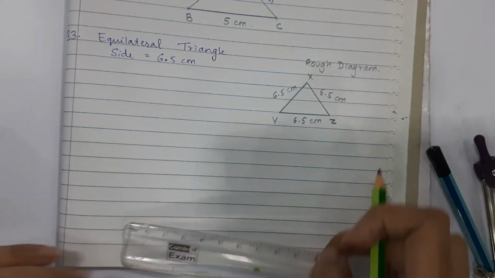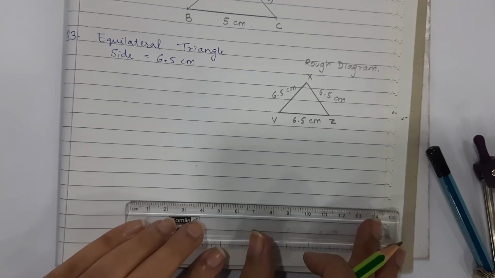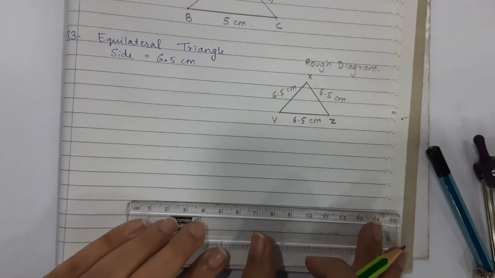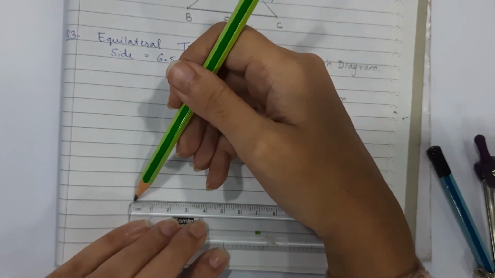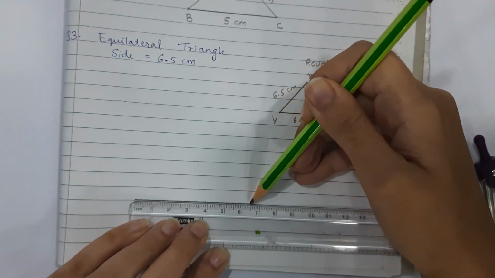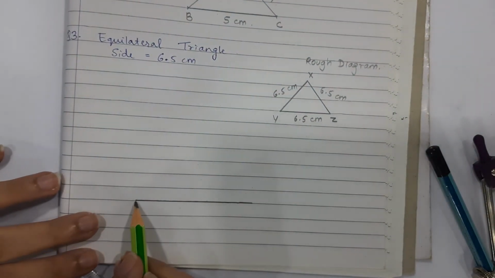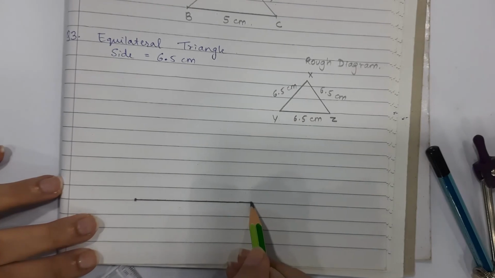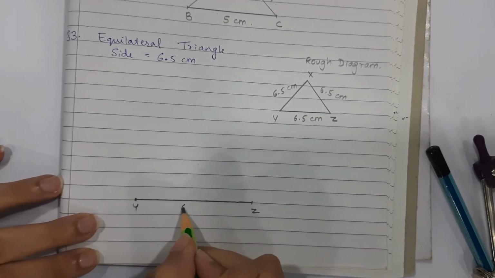Now we will start making the actual triangle. So first I am going to draw the base. Base should be 6.5 centimeters as they have given us in the textbook. So make a straight line. See students, here I have labeled it as XYZ. You all can label it with any other alphabet, whichever you like. Okay. So this is our base, YZ, 6.5 centimeters.